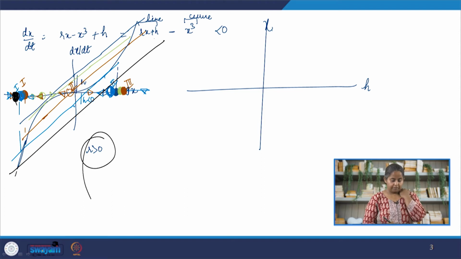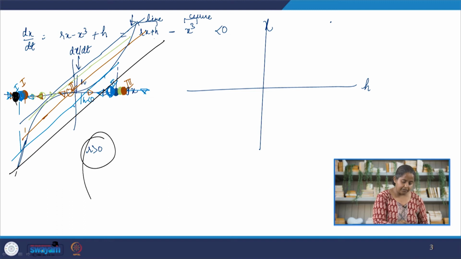So let's start with a big enough value of positive h. We start with a big enough value where we have only one fixed point, which was this case, by the way. So we have one fixed point and it's a stable fixed point. Here we have one fixed point, h is big enough, it's a stable fixed point.